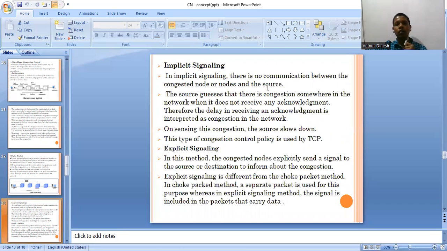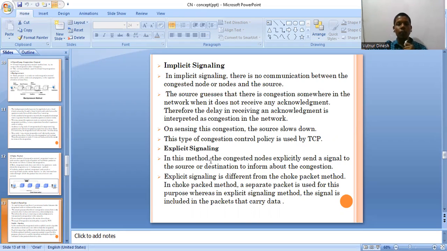Implicit signaling. In implicit signaling, there is no communication between the congested node or nodes and the source. The source guesses that there is congestion somewhere in the network when it does not receive any acknowledgement. Therefore, the delay in receiving an acknowledgement is interpreted as congestion in the network. On sensing this congestion, the source slows down. This type of congestion control policy is used by TCP.